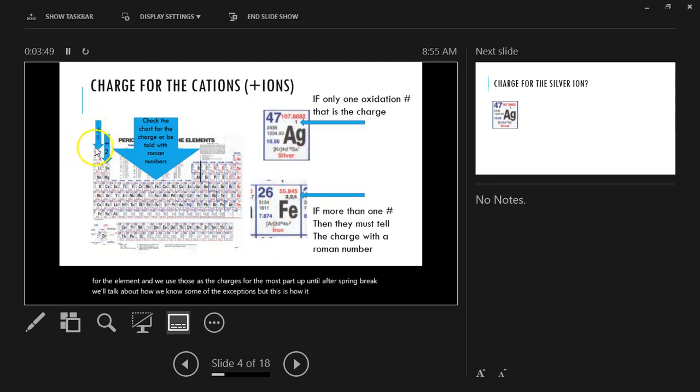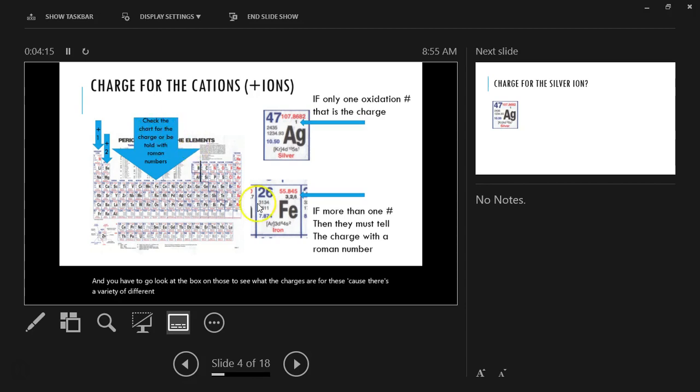The first column all has a +1 charge. The second column all has a +2 charge. Boron's column has a +3 charge. Now you notice I skipped over this short section of the periodic table, and you have to go look at the box on those to see what the charges are for these, because there's a variety of different charges.